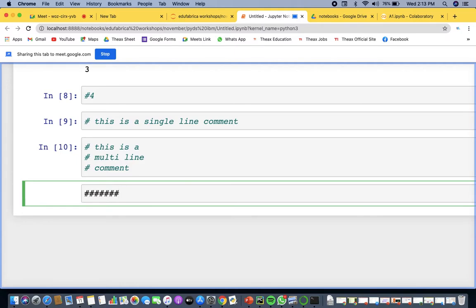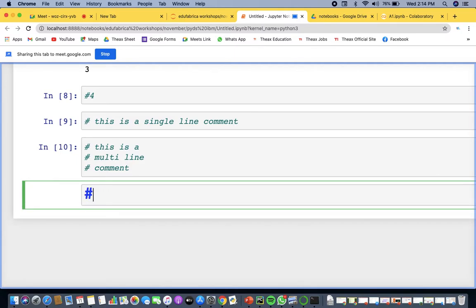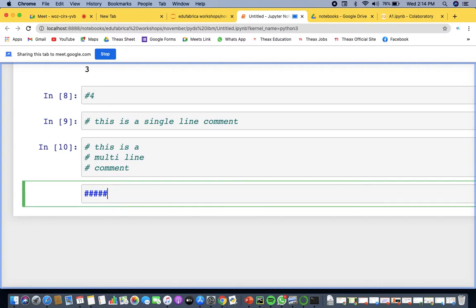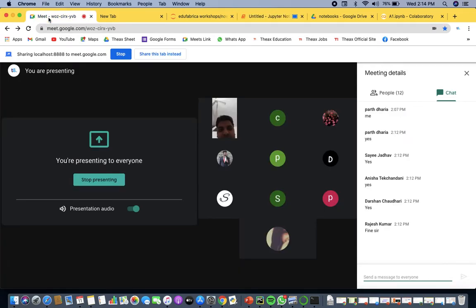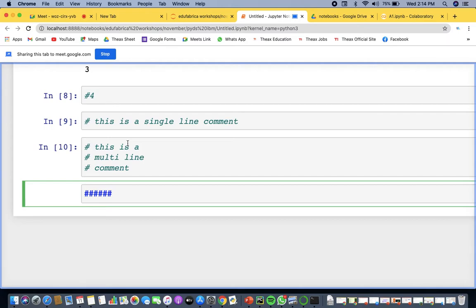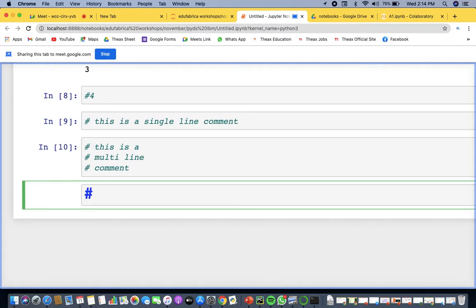What you see here is, up to the 6th hash, heading 1, heading 2, heading 3, heading 4, heading 5, heading 6, that's it. Like in HTML you might have seen, there are 6 kinds of headings from heading 1 to heading 6. The first one is the biggest, and then it goes smaller and smaller. Similarly, one hashtag is the biggest, that is heading 1, and six hashtags is heading 6.